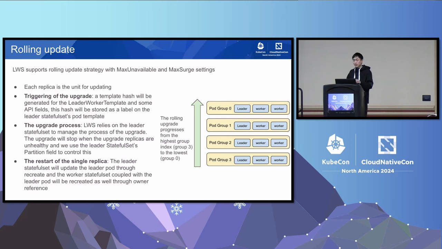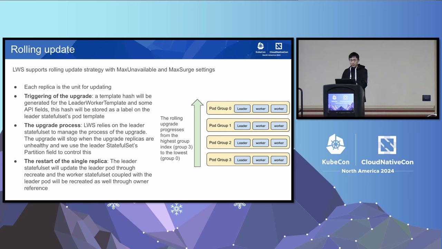This process is managed by the leader StatefulSet partition. Whenever we are upgrading, and let's say we reach the third replica, we will use the partition to manage the progress of the upgrade. Only if we change the leader StatefulSet partition number will the upgrade proceed.